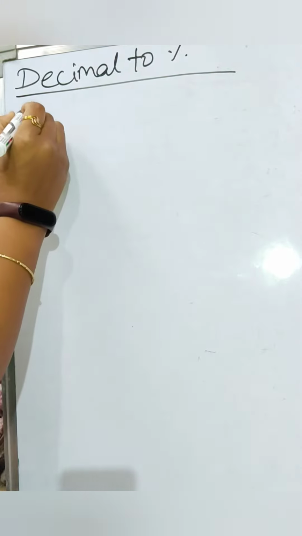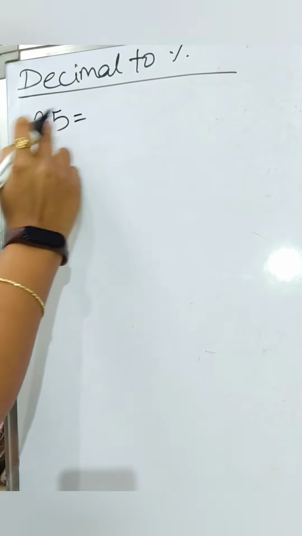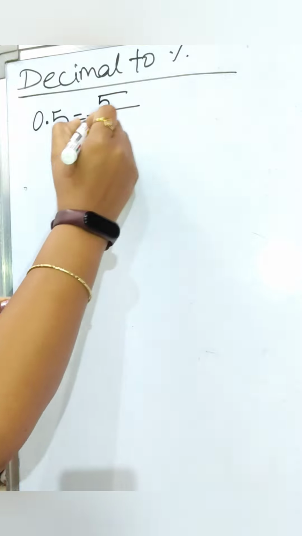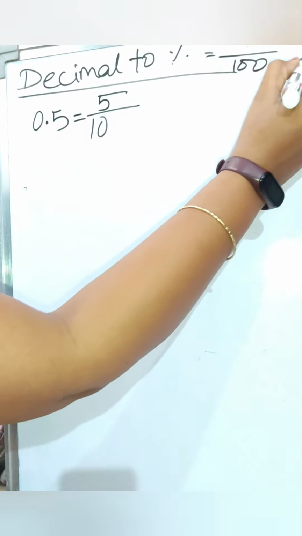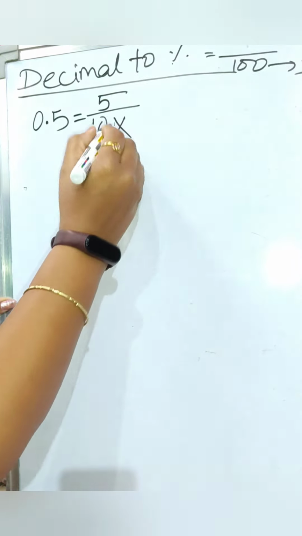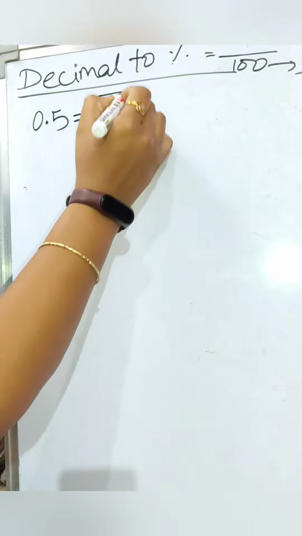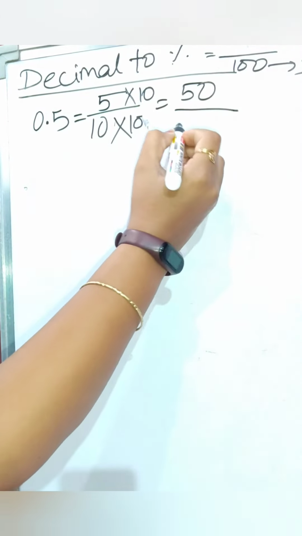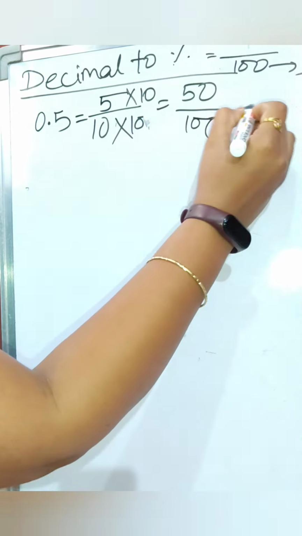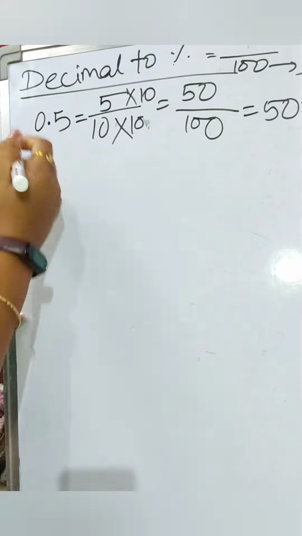Now let's take an example: 0.5. So basically, what do you know about 0.5? It is 5 by 10. To convert it to a percentage, we need 100 in the denominator. So we multiply by 10 in the denominator, and whatever we multiply in the denominator, we have to multiply in the numerator, so the fraction value will remain the same. So now we got 50 by 100, which means 50 percent.